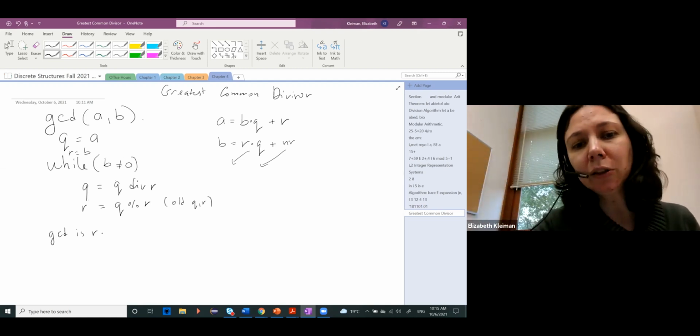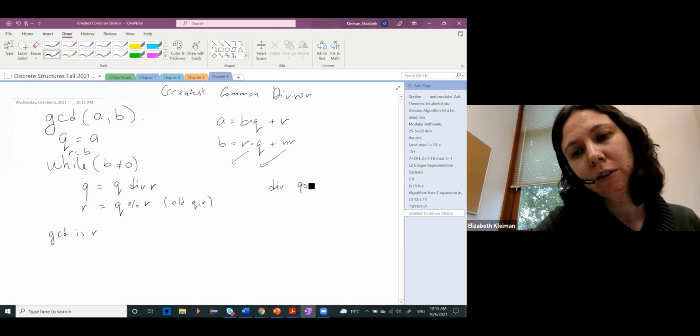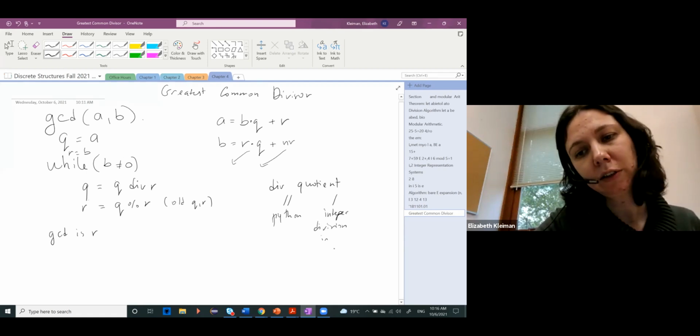The operation of div, it's a quotient. Again, in programming, it's that in Python, and it's traditional integer division in Java.